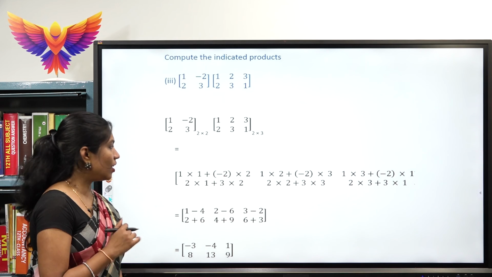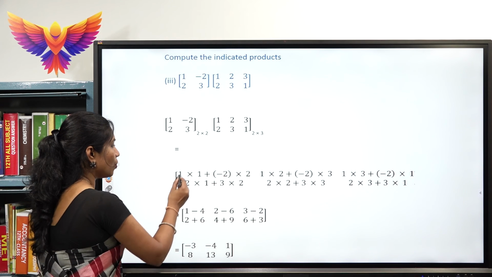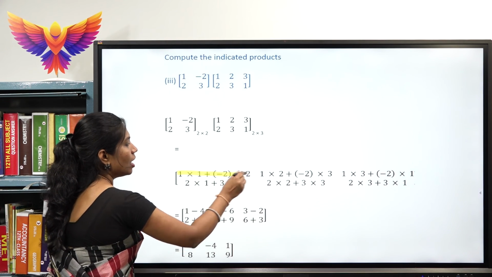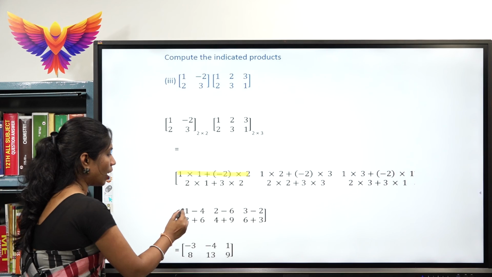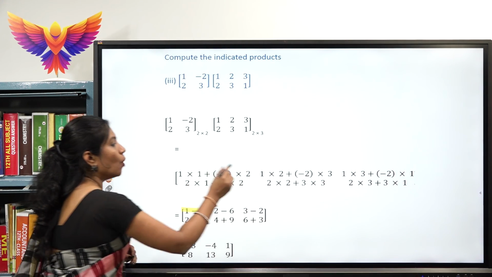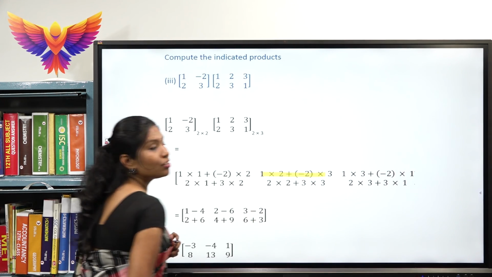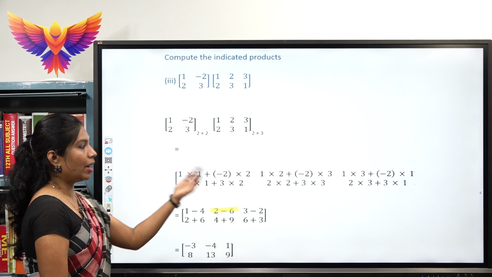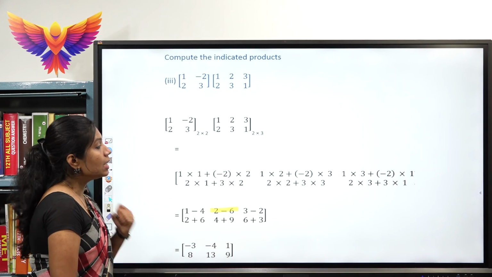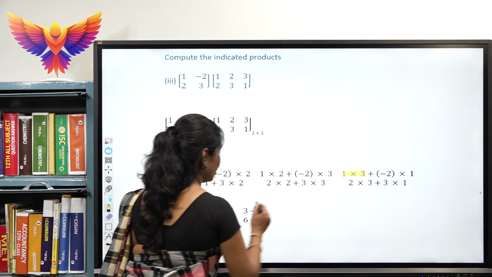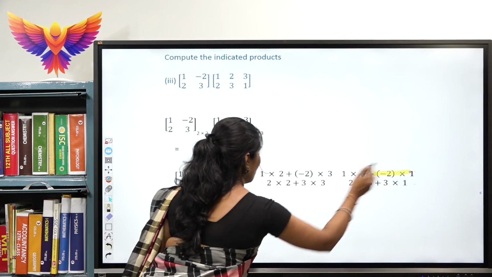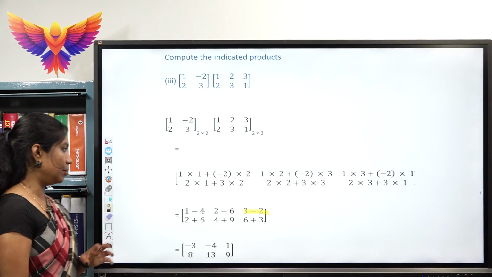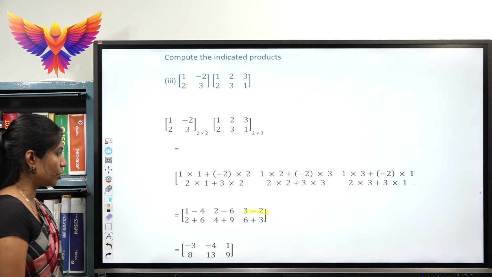Now, when I simplify this further, I will be getting 1 into 1 plus minus 2 into 2, which is 1 minus 4. Same way, 1 into 2 plus minus 2 into 3, which is 2 minus 6. Same way, 1 into 3, which is 3, minus 2 into 1, which is minus 2. Similar way, the second row elements, we need to check it out now.